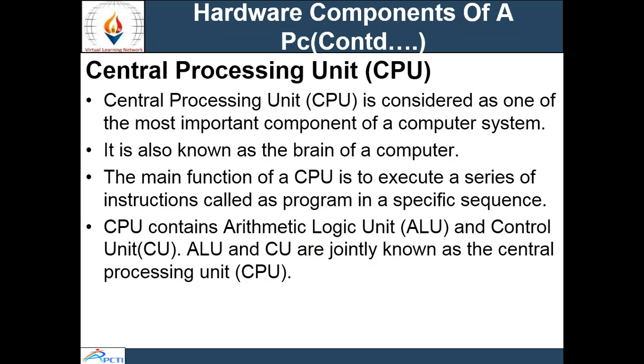Central Processing Unit (CPU). Central Processing Unit is considered as one of the most important components of a computer system. It is also known as the brain of a computer. The main function of a CPU is to execute a series of instructions called a program in a specific sequence. Normally, there are 4 steps that all CPUs use in order to perform their operation. These are fetch, decode, execute and output.